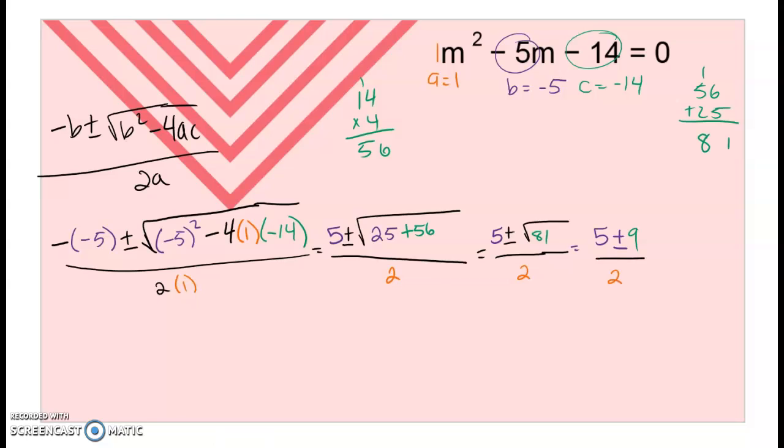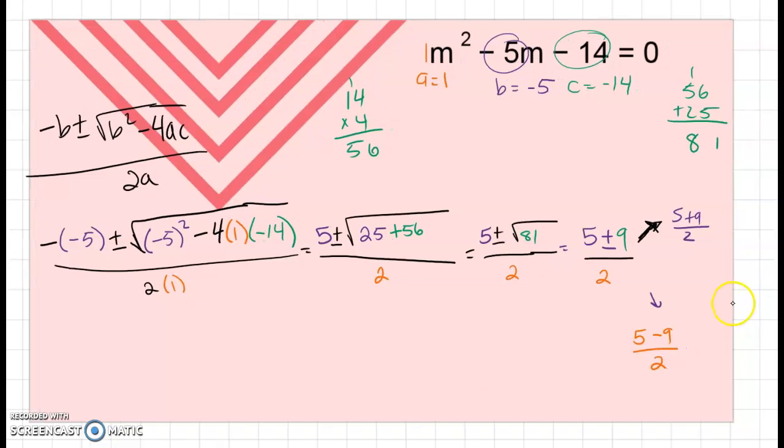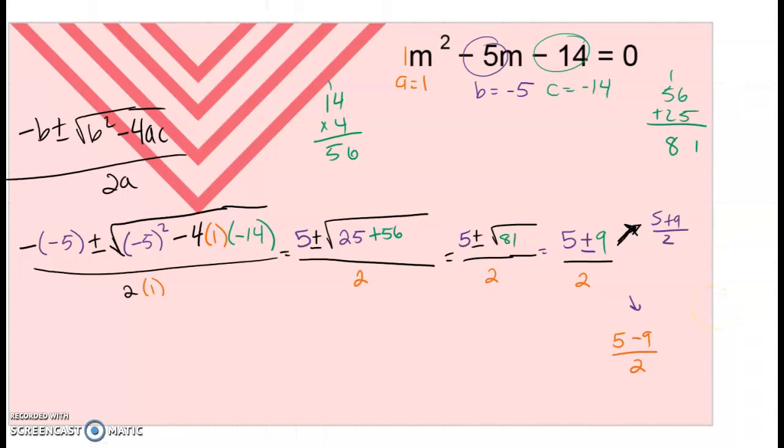Now that I have beautiful whole numbers, I'm going to break them up because I could have a negative 9 or a positive 9. So I'm going to have 5 plus 9 over 2. And now I'm going to have a 5 minus 9 over 2. Well, 5 plus 9 does in fact give me a 14.